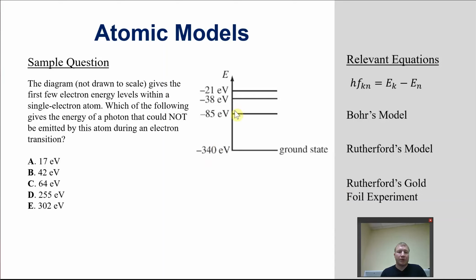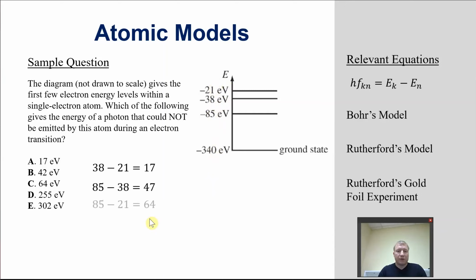Okay, so the question gives us this energy diagram, and it says, which of the following gives the energy of the photon that could not be emitted by this atom? Well, you should rely on this formula here. So basically we say energy is quantized, and of course energy must be conserved, so you should scan through these options and see which number cannot be produced by subtracting any pair of those numbers here.